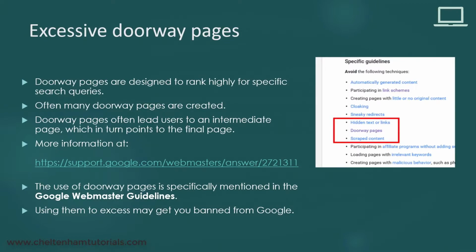Excessive doorway pages, again specifically mentioned by Google. If you are going to have doorway pages, you should use them for informational reasons, and you should put nofollow and noindex tags at the top of the page. Certainly if you have lots of doorway pages, for instance for every suburb in your local town, Google will take a very dim view of that and could well penalise you for it. As you can see in the illustration, doorway pages are specifically mentioned in the Google Webmaster Guidelines.